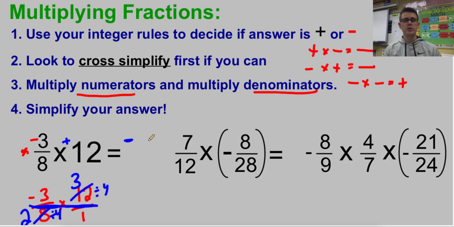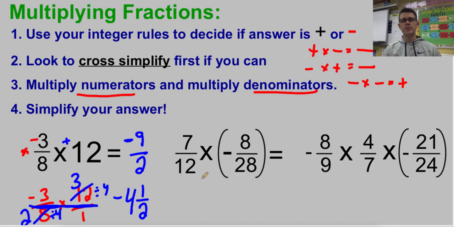So I do 3 times 3 is 9. 2 times 1 is 2. Just numerator times numerator, denominator times denominator. When I get done, I'll notice that this is an improper fraction. My numerator is bigger than my denominator, so I change it into a mixed number. 2 goes into 9 4 times with 1 left over, so 4 1/2, and the negative just sticks with it. So it's not that the whole number is negative or the fraction part, the whole thing is negative.